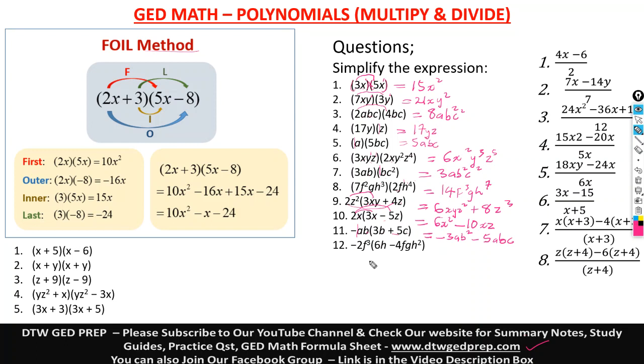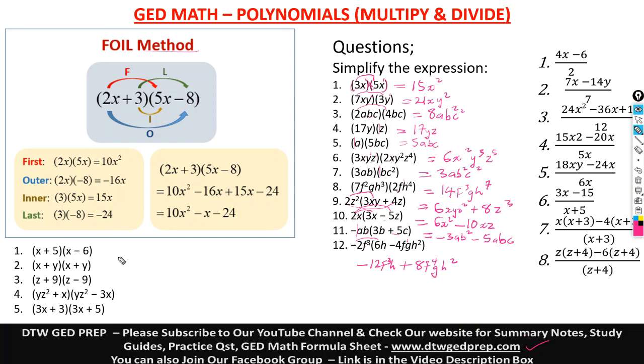Now, for the final one, we have minus 2a times 6h. Negative 2 times 6 gives us a negative 12. Then f cubed times h will be f cubed h. Then we have a negative 2f cubed times a negative 4fg squared. So that's a negative 2 times negative 4, which will be a positive 8. Then we have f cubed here and one f here, so we are going to add the powers. That will be f raised to the power 4, then gh squared. Okay? So this is how you distribute a polynomial.